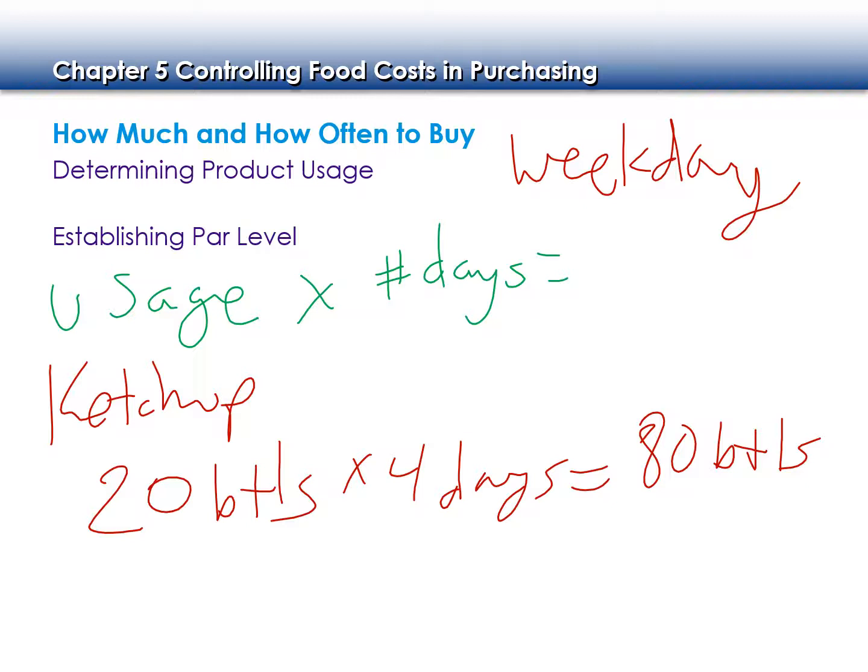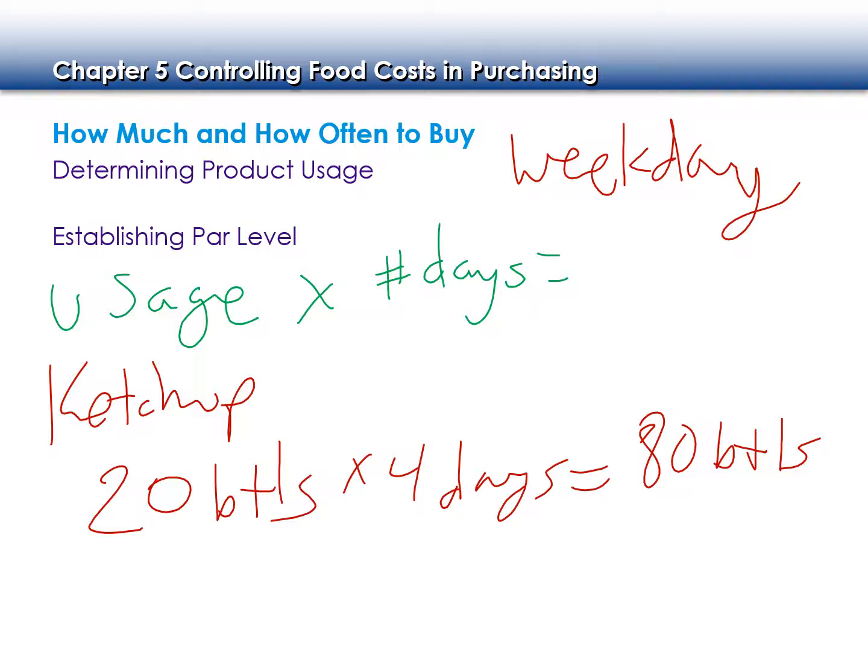No. Sometimes we might be busier, we might be a little bit slower. It might average out to 20 bottles a day. But in this case, we're going to do a little bit of a safety factor, okay? Let's say a 10% safety factor. Here's this percentage coming up again, okay? 10% safety factor. That means that little extra is going to help us get through those days that are way busier than we expect and we use way more than 20 bottles of ketchup, okay?